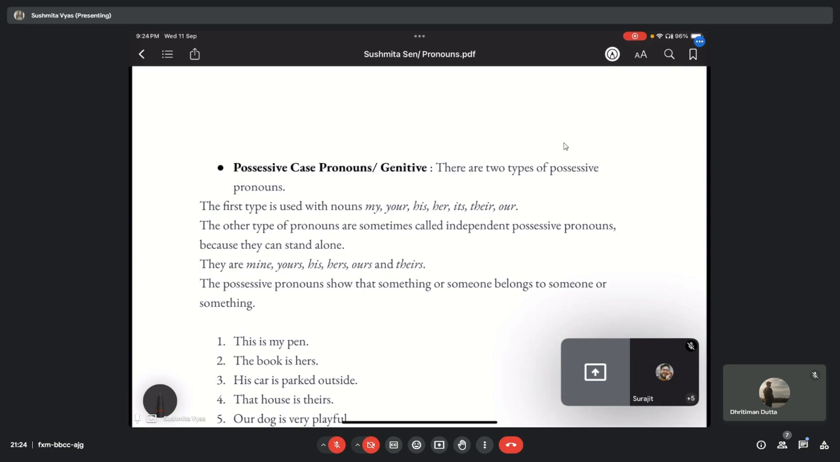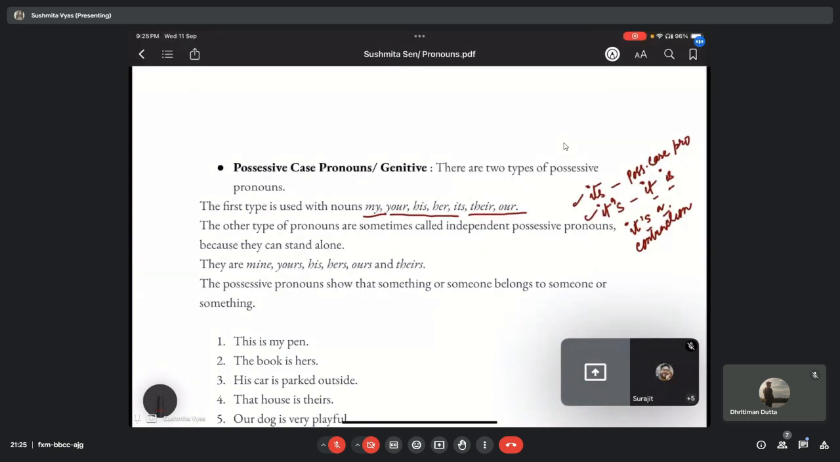Okay. So these are the examples of possessive case pronouns: my, your, her, his, its, their, are. Now always remember the difference between its. Its is a possessive case pronoun. Its, with an apostrophe s, is a contraction. Contraction matlab two words are brought together with an apostrophe. It's matlab it is. When it is, it's a contraction.